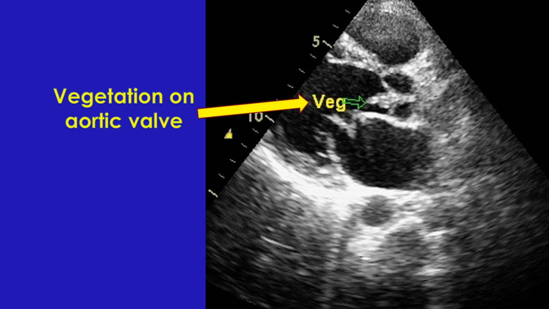Infective material attached to valves are called vegetations. Clots attached or floating in the heart chambers are called thrombus in singular and thrombi in plural. Occasionally, tumors or other masses may also be noted inside the heart chambers.